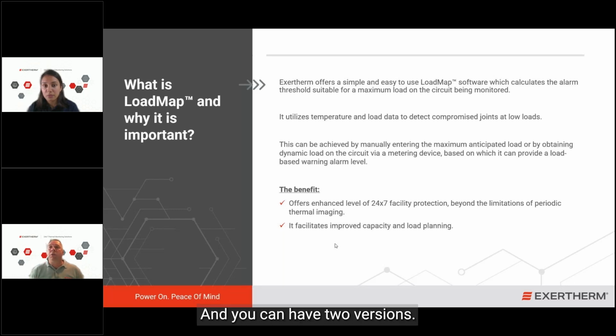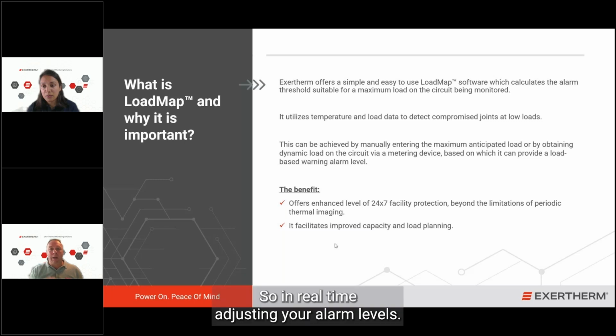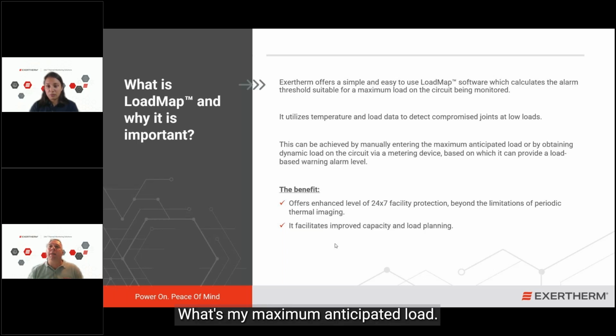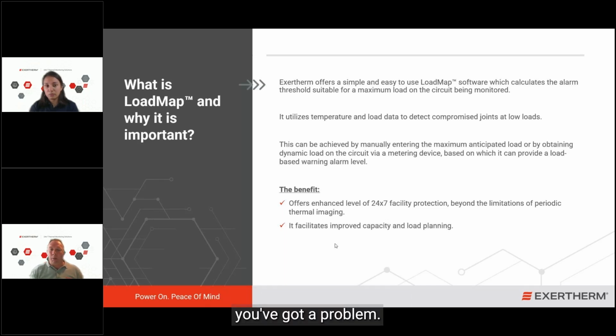And you can have two versions. You can have a dynamic one, so you're bringing that metering information in real time, so in real time adjusting your alarm levels. Or you could set it manually. What's my design? What's my maximum anticipated load? So it still gives you that early warning you've got a problem. It's giving you enhanced protection of your facility 24/7.